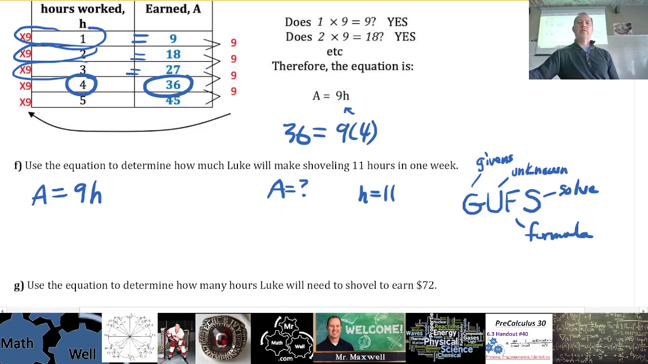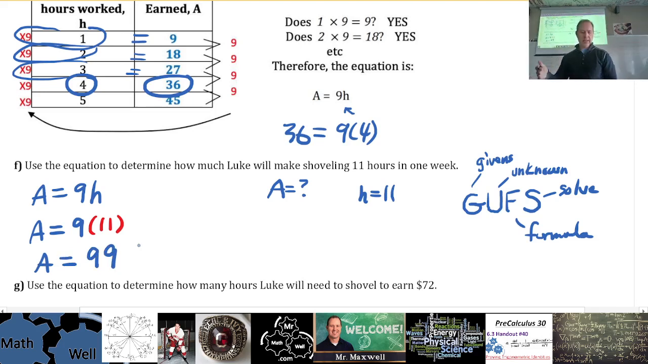But I'm now going to input my given into the equation. So guess what? H equals 11. So I'm going to go ahead and put 11 in there. And now A equals 9 times 11, or 99. So A equals 99.